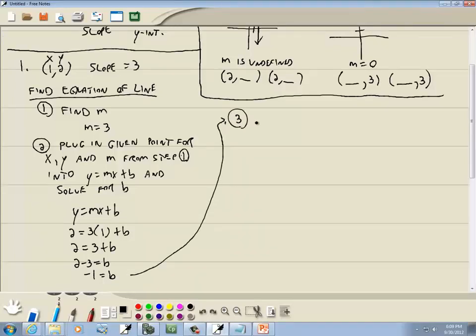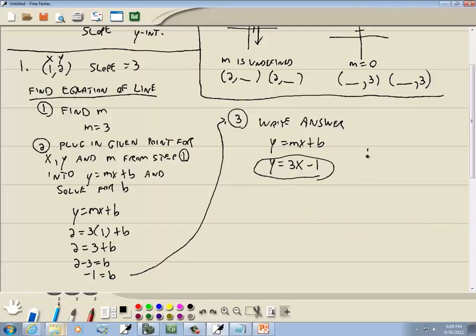Now step 3 says to write your answer down. Actually, let me write that out. I wrote it last time, but... So we're going to write our answer. Our answer is y is equal to mx plus b. Well, they just told us m is 3, so we got 3x, and b is negative 1. So that's our equation of the line.